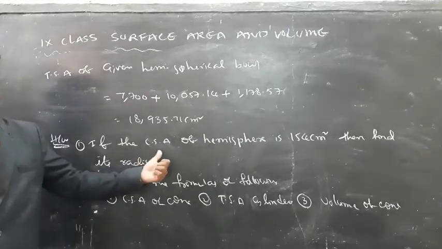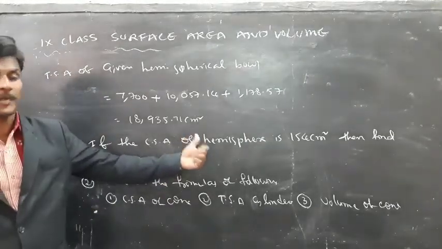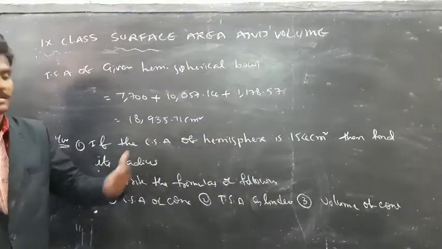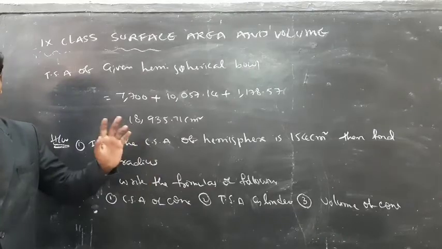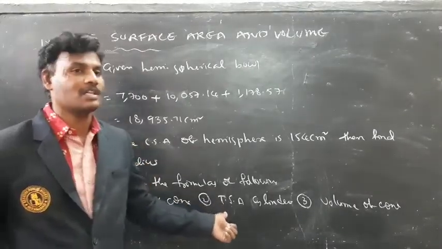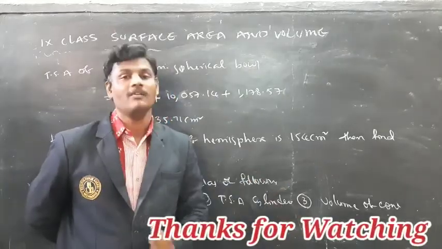Next, homework problems. If the curved surface area of a hemisphere is 154 centimeters square, then find its radius. Write the formulas of the following: curved surface area of the cone, total surface area of the cylinder, and the volume of cone.